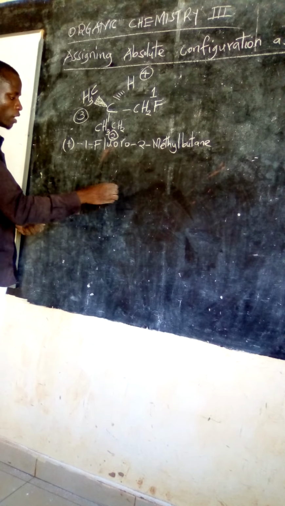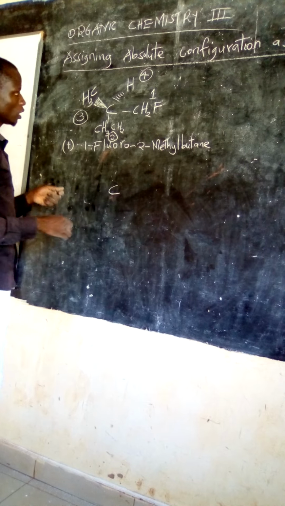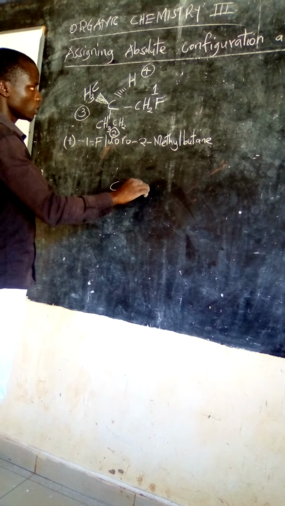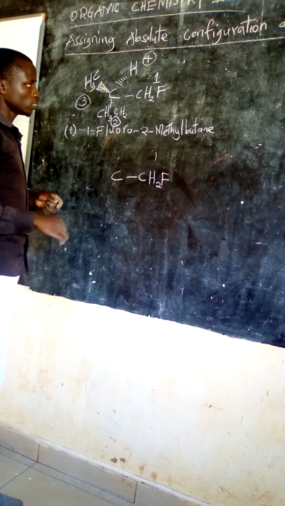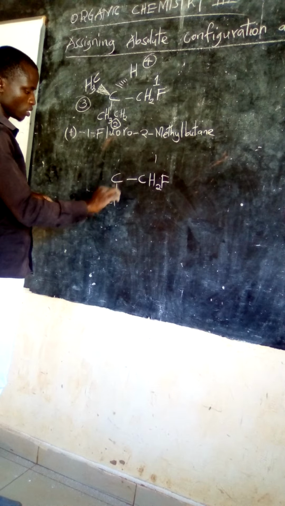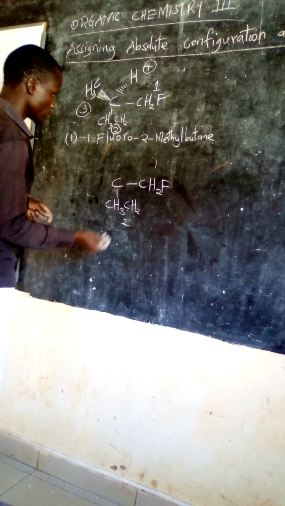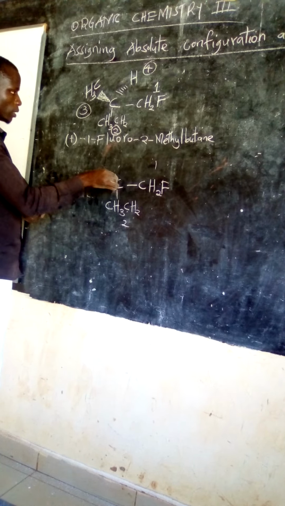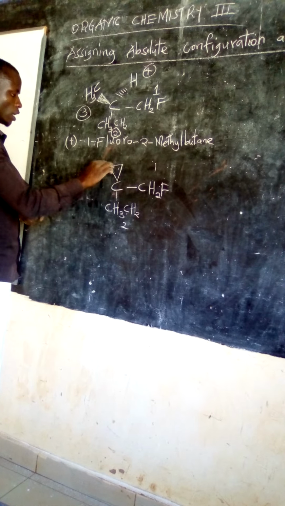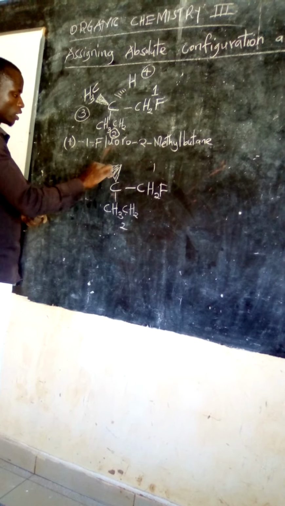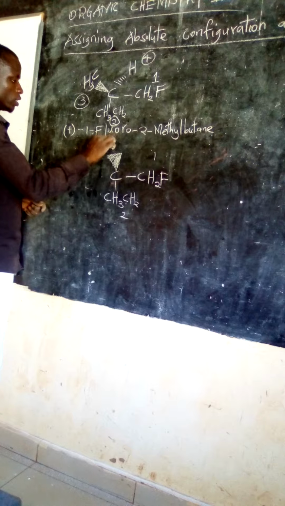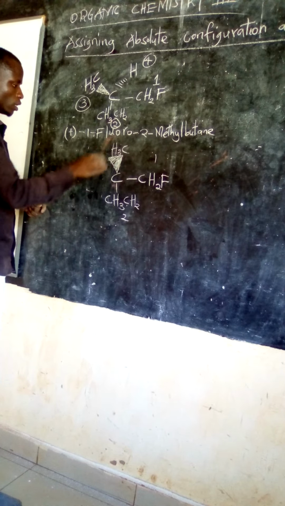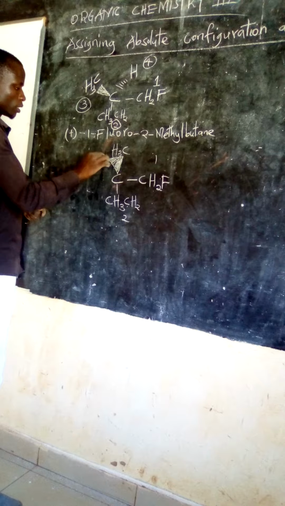And therefore, I'll be having the chiral center. Then, remember, I'm having CH2F, which was priority number 1. Then CH3CH2 was priority number 2. Then lastly, I'm having priority number 3, because I've said that after assigning up to priority number 3, you shall be in a position of knowing how the arrow is behaving. That is H3C, and we assigned it as priority number 3.